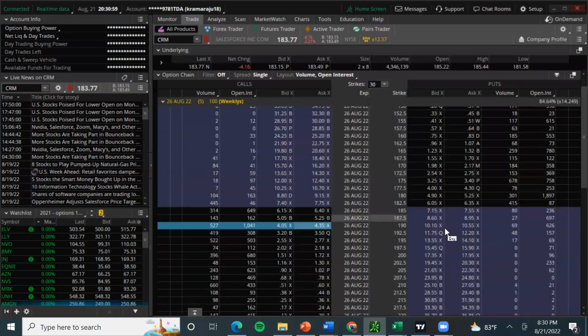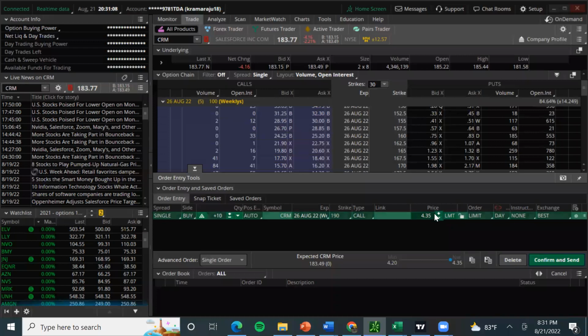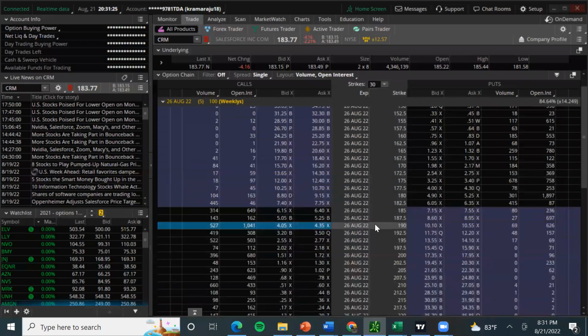If I just buy a 190 call, right, a single long, my cost is approximately 4.35, or even if I try to negotiate, approximately 4.2, 4.25, right? So if I am buying 2 contracts, my investment is $840. Instead of that, with a lower investment, I am bullish and I am thinking that this stock will somewhere go up to 190, 191, 192, but it will not go to 195.